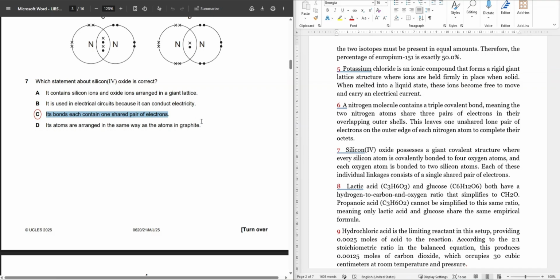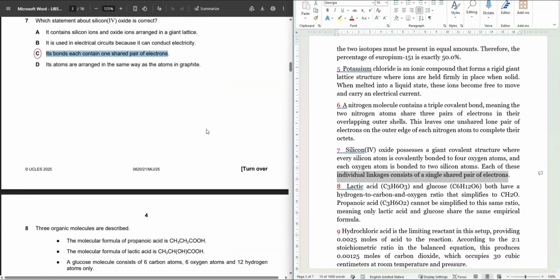What is the explanation of this? Silicon(IV) oxide has a giant covalent structure where every silicon atom is covalently bonded to 4 oxygen atoms, and each oxygen atom is bonded to 2 silicon atoms. Each of these individual linkages consists of a single shared pair of electrons. Let's move on to our next question now.